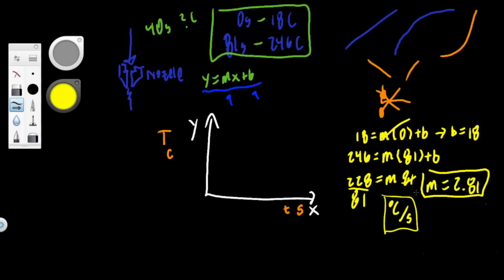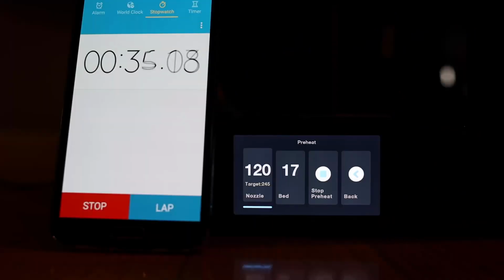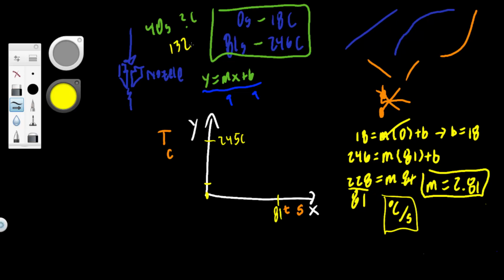Now let's start mapping this out. We're going to put 18 here, 0 seconds there, 81 seconds here, and for the temperature, 246 degrees Celsius here. Now, at 40 seconds, what was the temperature? Where did I put it? It was 132. Now let's calculate it with our equation.